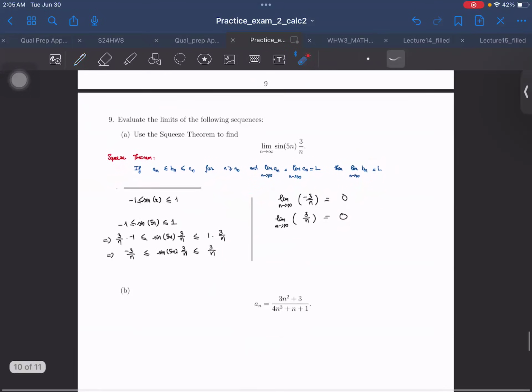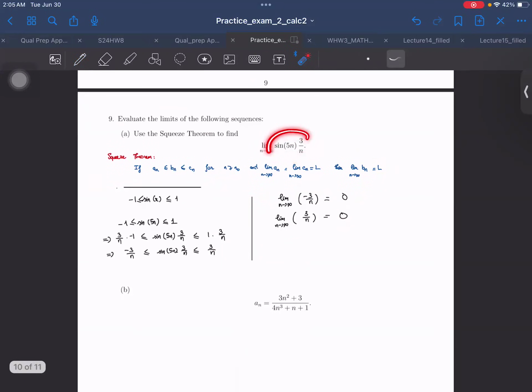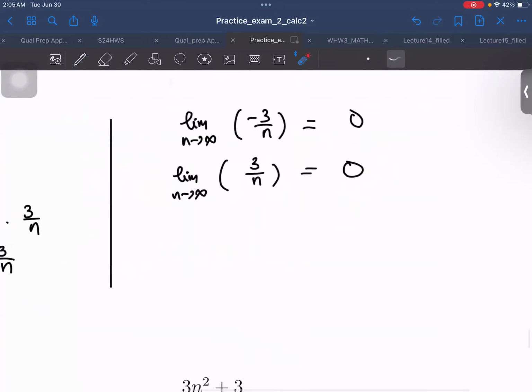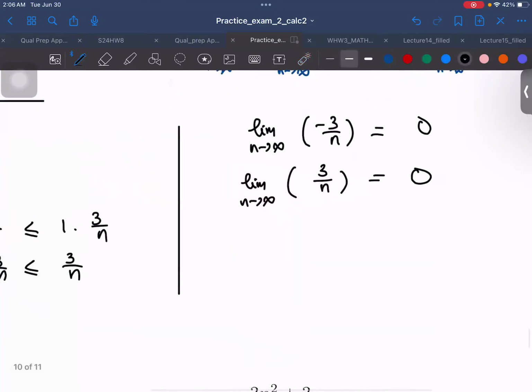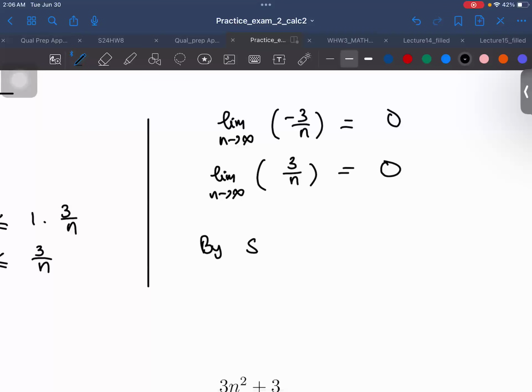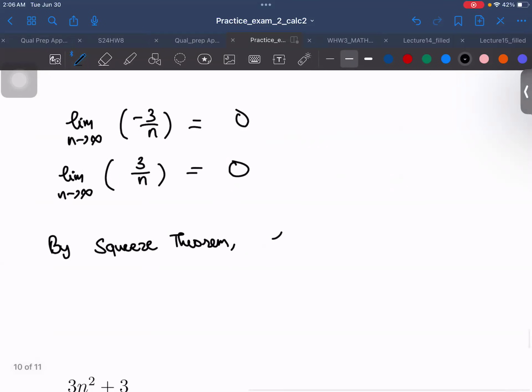So over here, the sequence that we want to evaluate the limit of is bounded between these two things, and these two things have the same limit when n approaches infinity. So by the squeeze theorem, I have that the limit when n tends to infinity of sine of 5n times 3 over n is 0.